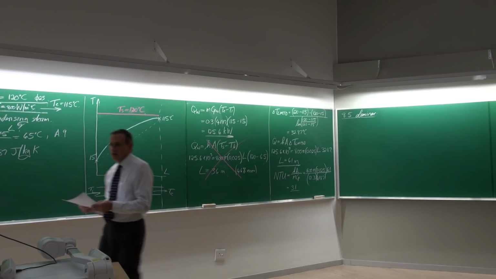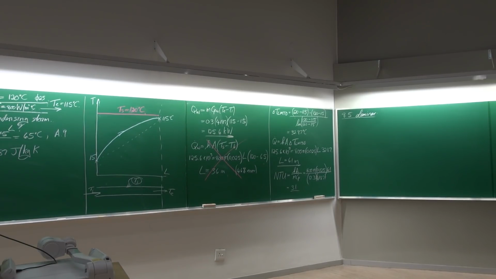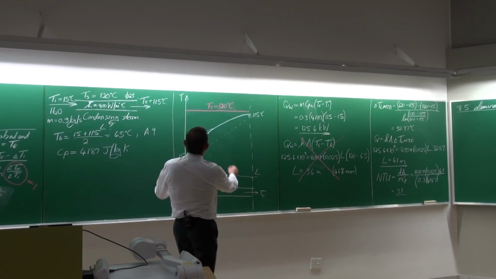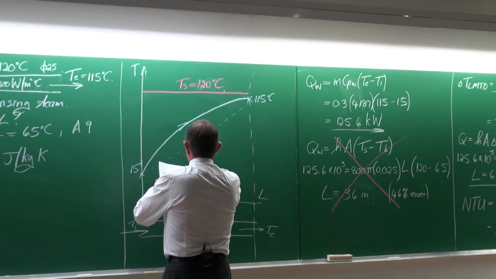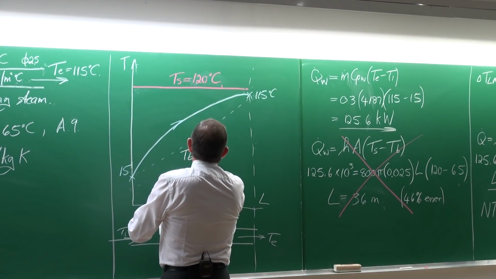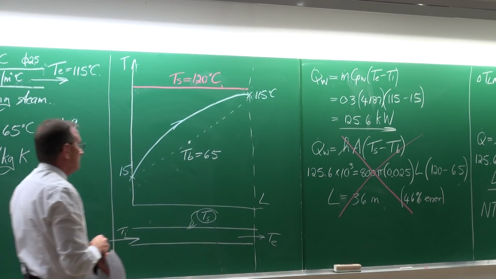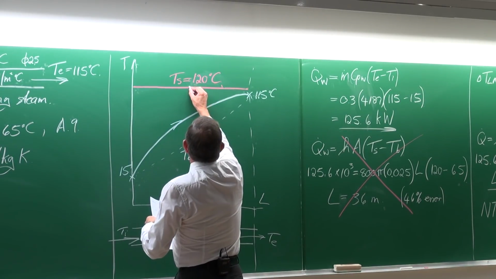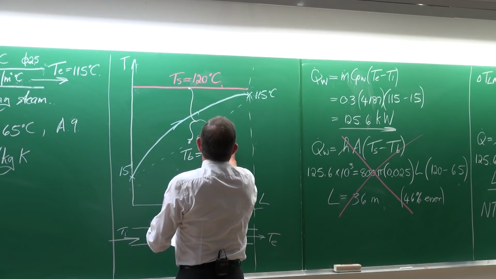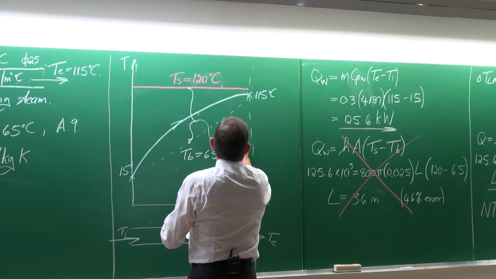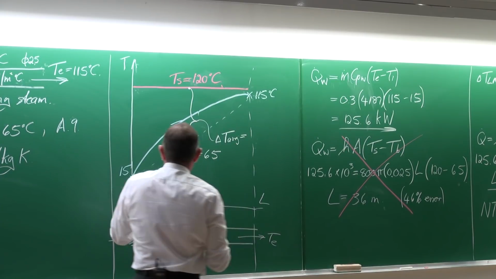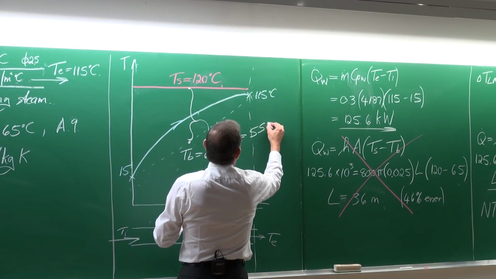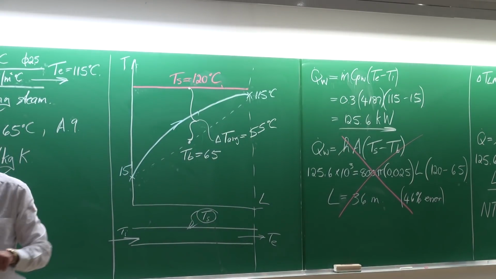If we can just go back to that sketch before I forget. Okay. So if we now look at this, this bulk temperature is 65. So this temperature difference, delta T average, would then be equal to 55 degrees. You see that? 55.